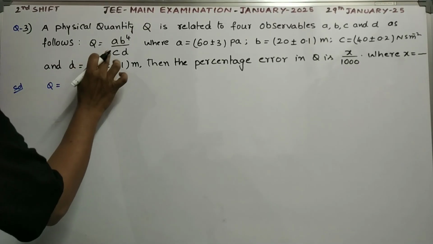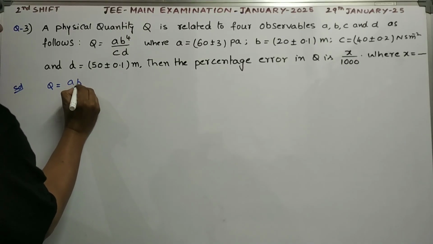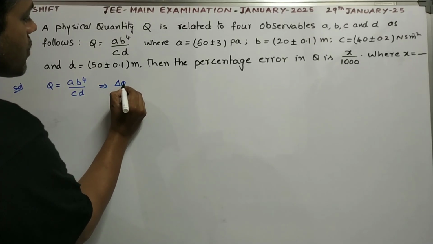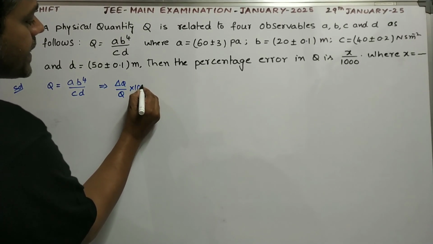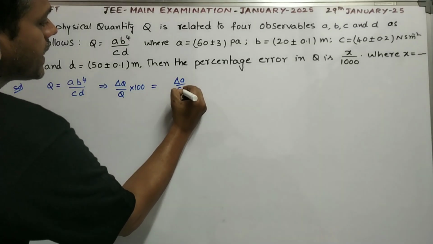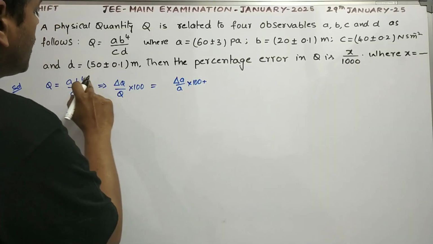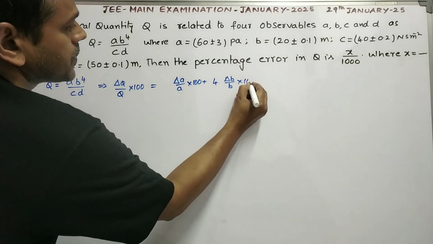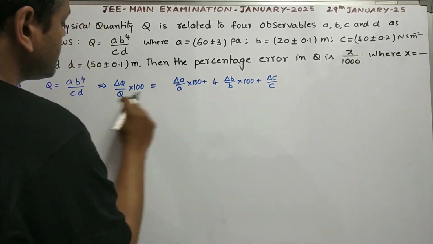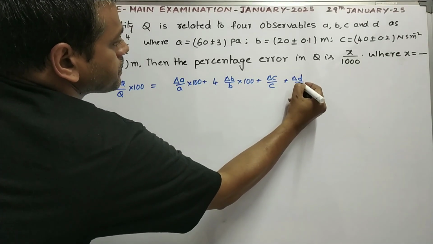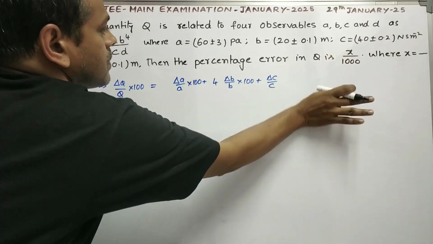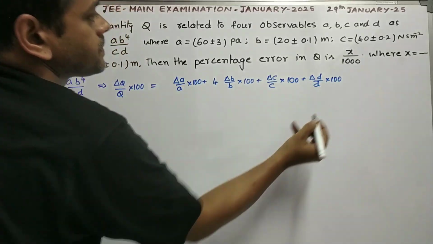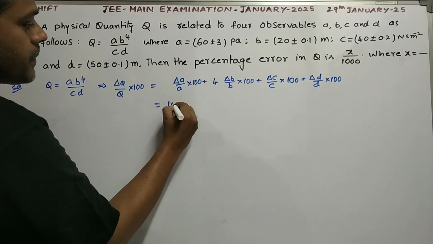The given physical quantity Q depends on 4 observables: A, B, C as well as D. That implies the percentage of error in the given physical quantity, delta Q by Q into 100, is equal to delta A by A into 100 plus 4 times, since it depends on B four times, 4 into delta B by B into 100 plus delta C by C into 100 plus delta D by D into 100. Now 100 becomes common.